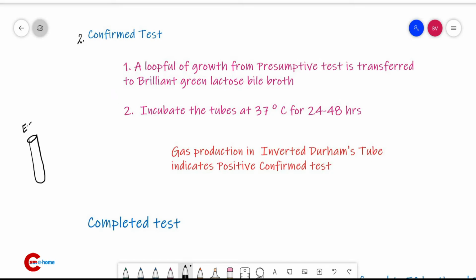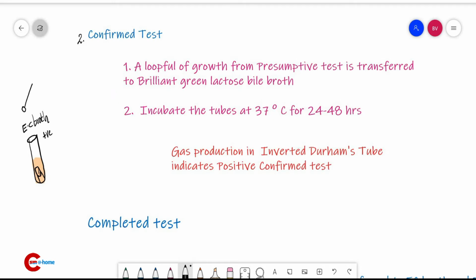That means this is EC broth. EC broth containing Durham's tube. Okay, here you can see gas produced inside. That means gas is trapped inside. That means positive.